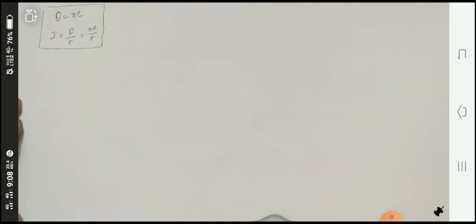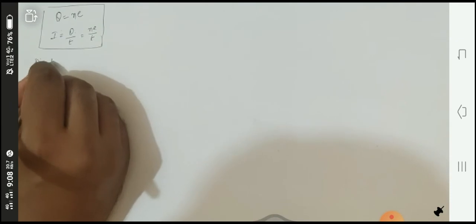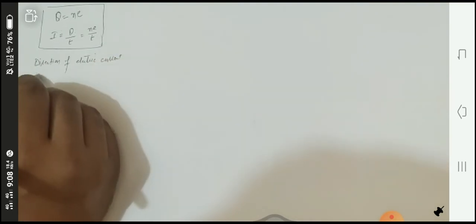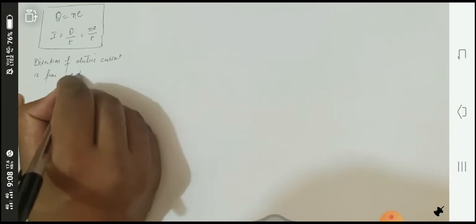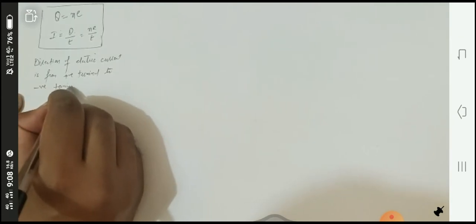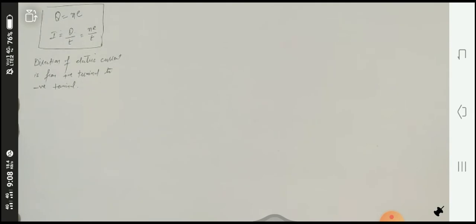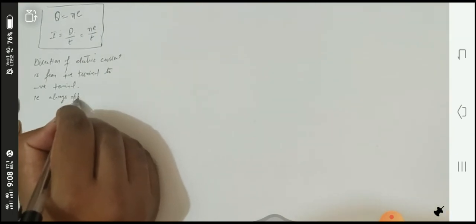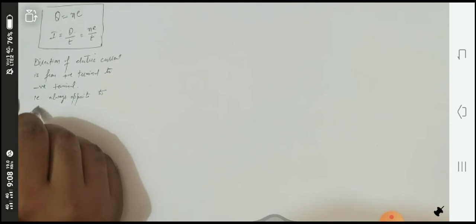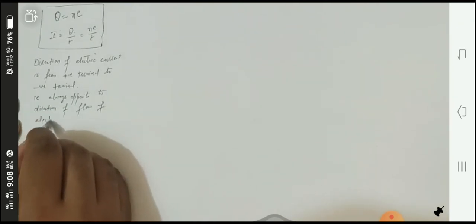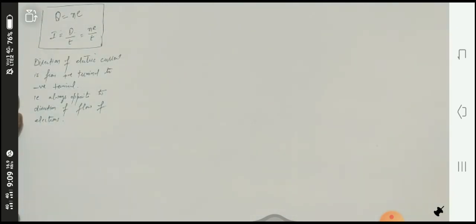The direction of electric current is from the positive terminal to the negative terminal. From the positive terminal to the negative terminal. That is always opposite to the direction of flow of electrons. Always opposite to the flow of electrons.